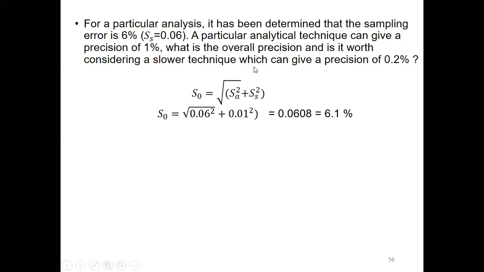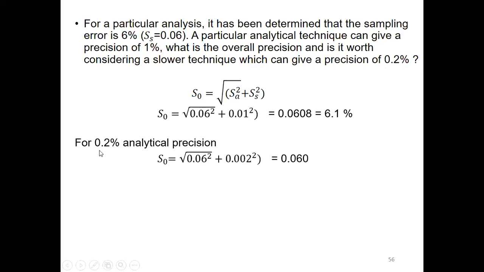And in the next part it asks, is it worth considering a slower technique which can give a precision of 0.2%? Now the precision is higher because the standard deviation or the error is 0.2. The standard deviation of the analytical technique is 0.002. Therefore, that means it has high precision, right? And then we have to determine whether it is worthy to use this technique which has high precision, right?